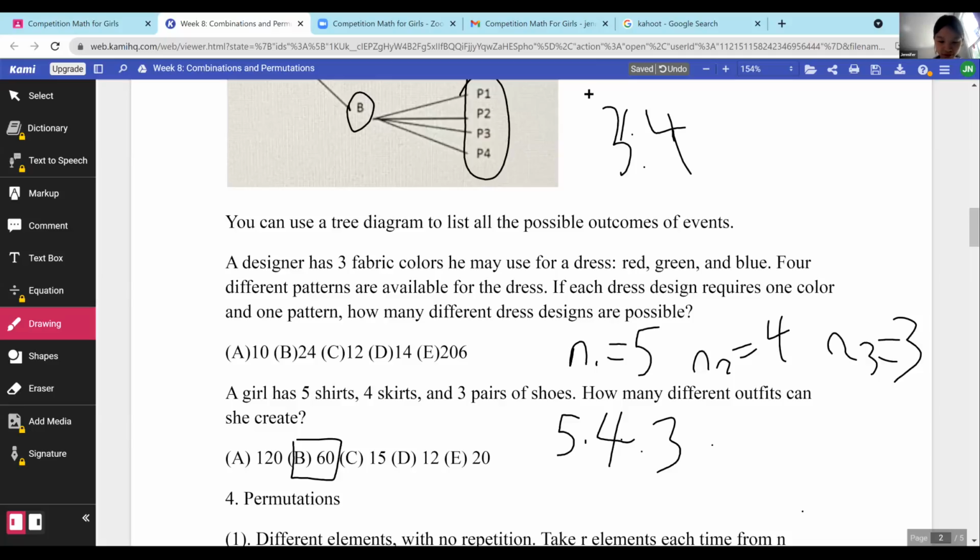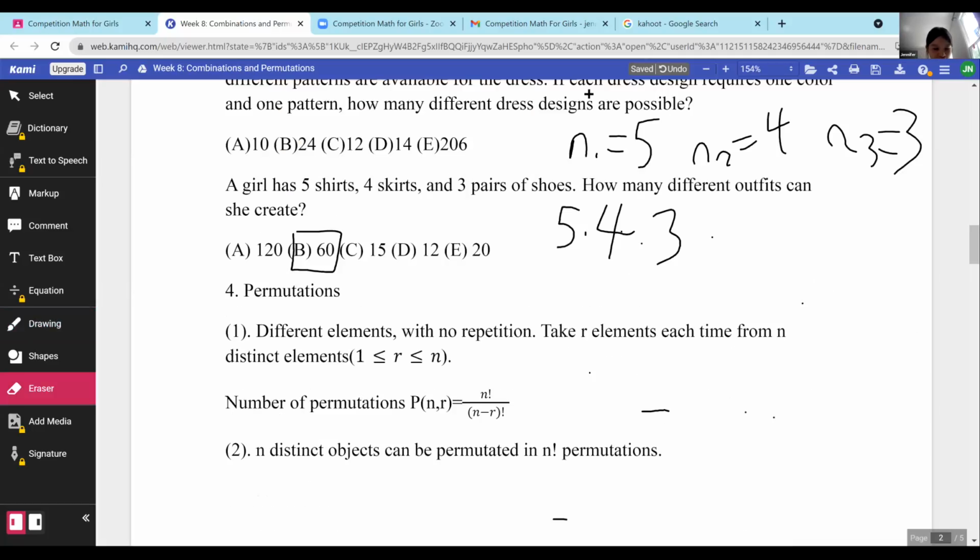And then we're gonna talk about permutations. So permutations are different elements with no repetition. Take r elements each time from n distinct elements, where r is between 1 and n. And then the number of permutations, P(n, r), is equal to n factorial over n minus r factorial.